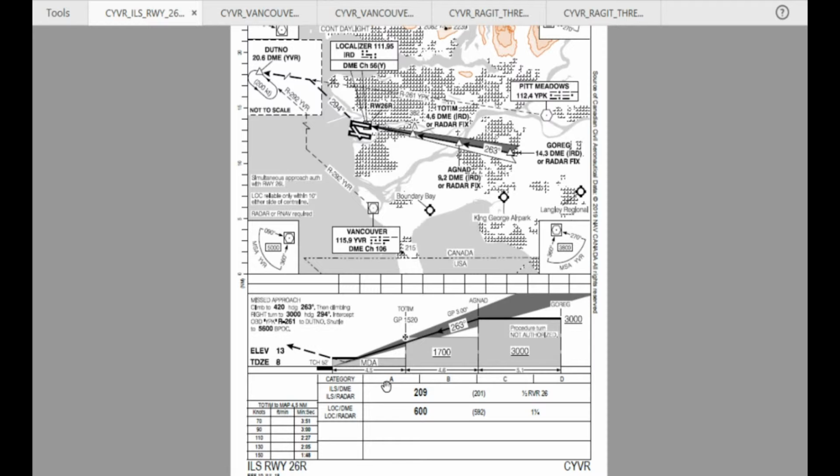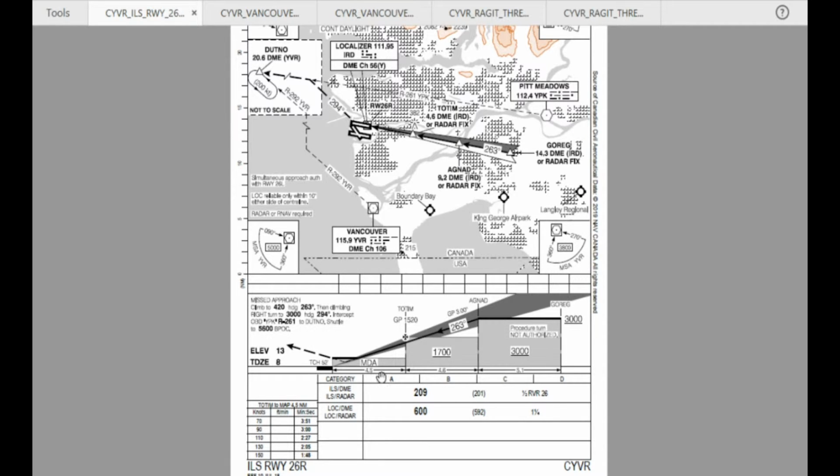All right, so second last section on here, we are going to look at the minimum decision altitude section, or the minimum section. We see the categories listed here. I'll get to that in a second. The types of approaches and the altitudes listed.